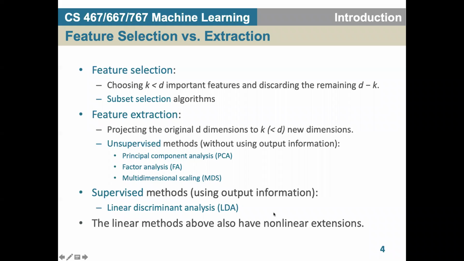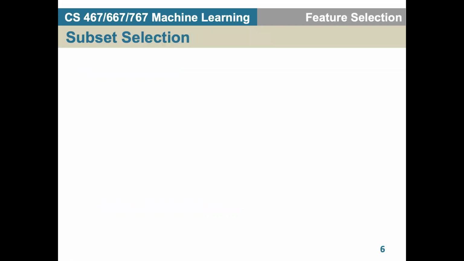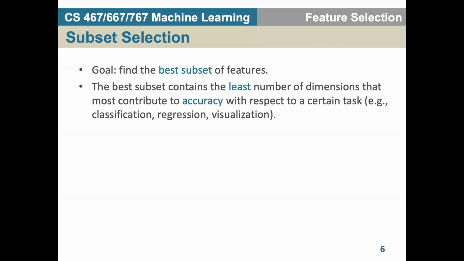The linear methods above also have nonlinear extensions, but we will not cover them. So here you will see that all our models are doing a linear transformation. First, let's look at feature selection. This is actually very simple. The goal is to find the best set of features that can capture the whole data. The best set of features should have the least number of dimensions but contribute most to the accuracy. So if your data is really X, Y, Z, the other features may be redundant. Maybe some are X squared, X cubed, and you want to throw them out. Or some are almost the same as X, with very small differences. They are kind of redundant.